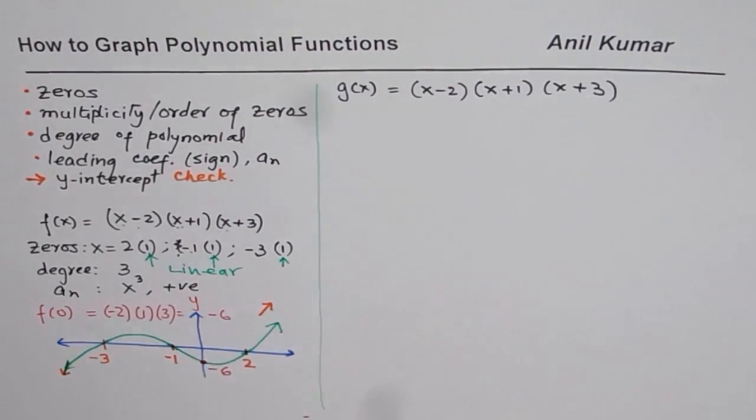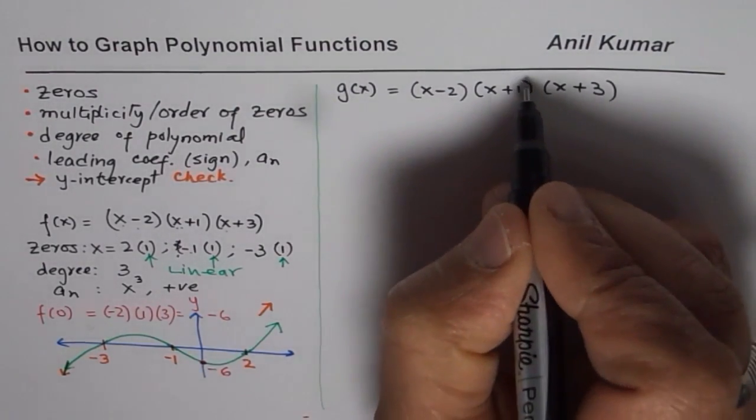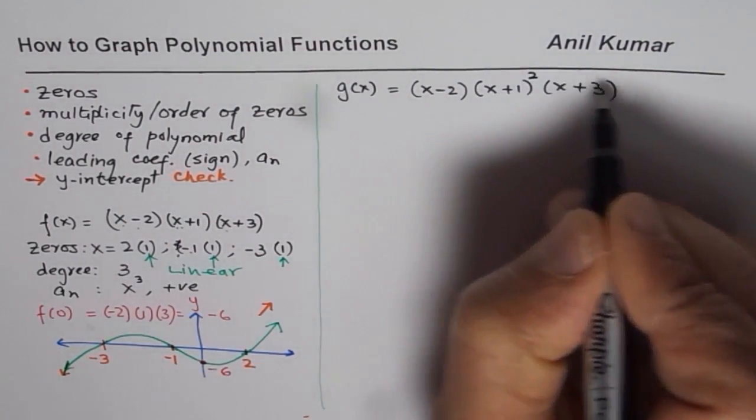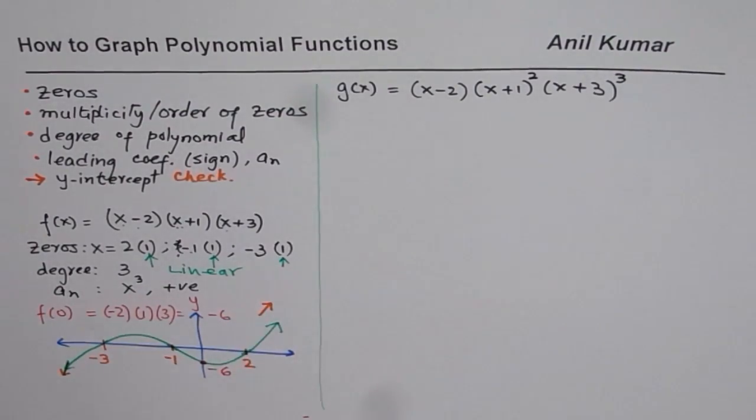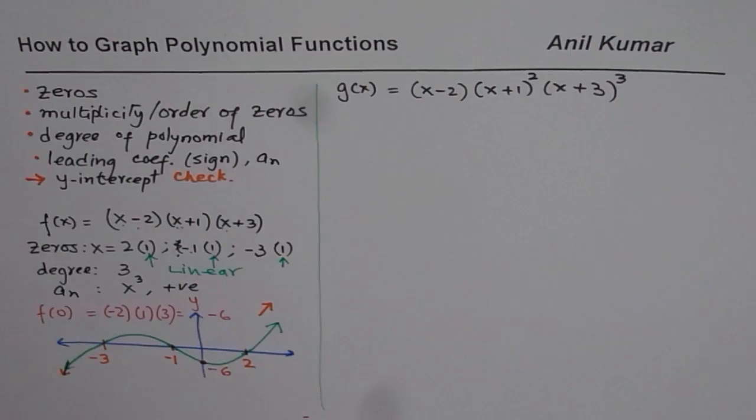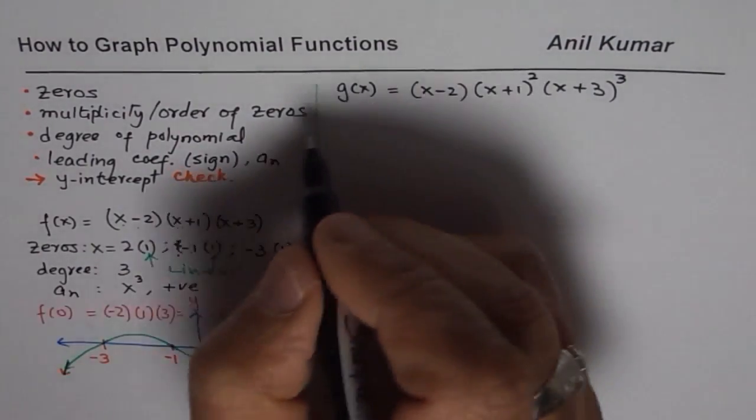These are our three zeros, but this time I will change their degrees. Let me make this degree as 2 and this as 3. How will that affect our graph? This is what we are going to see. Let's rewrite our zeros now.